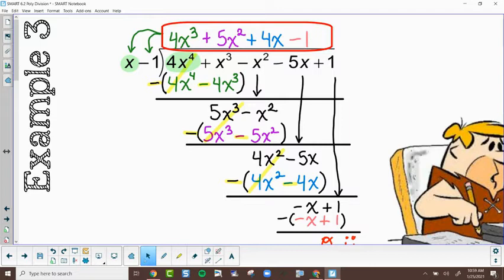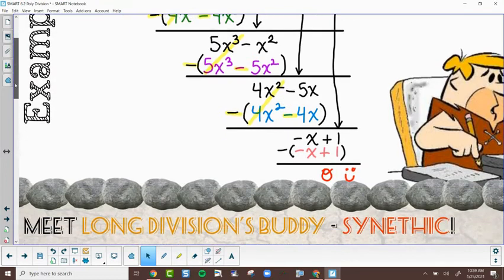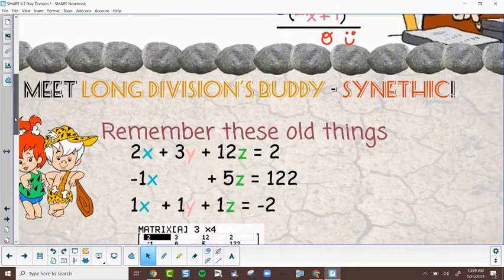Man, these take so much paper. Wouldn't it be nice if there was a shortcut to these kinds of problems? Well, I would like you to meet long division's best buddy, synthetic.